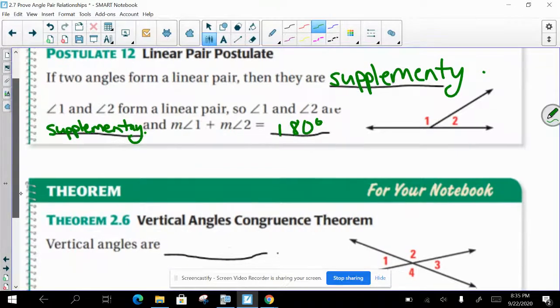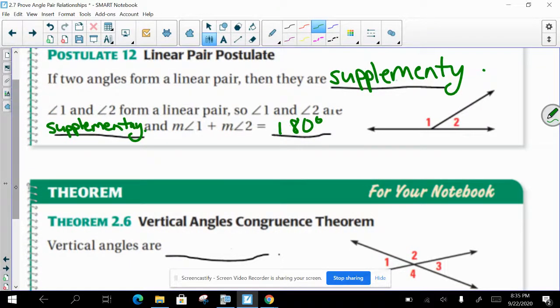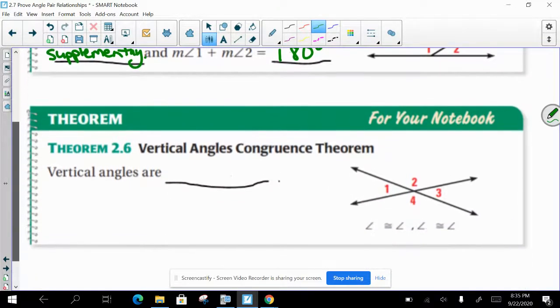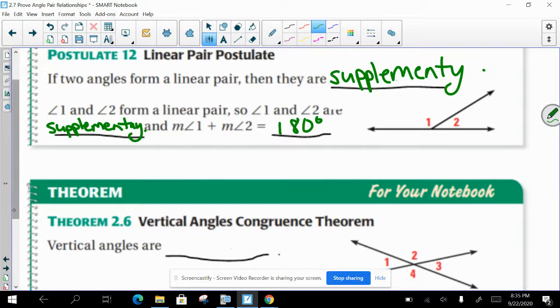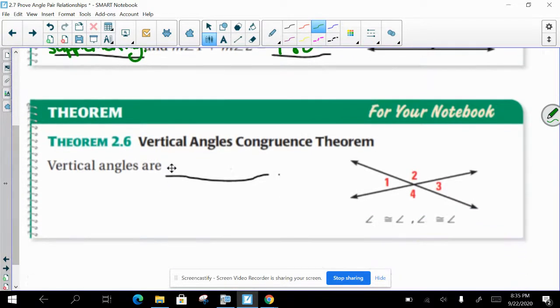Vertical angle congruence theorem. Vertical angles are, want to take a guess? Congruent. Yay. And we kind of already discovered that, but this is our formal proof. So angle 1 is congruent to angle 3, and angle 2 is congruent to angle 4. So whenever you have vertical angles, by the vertical angle congruence theorem, you can say that they are congruent.